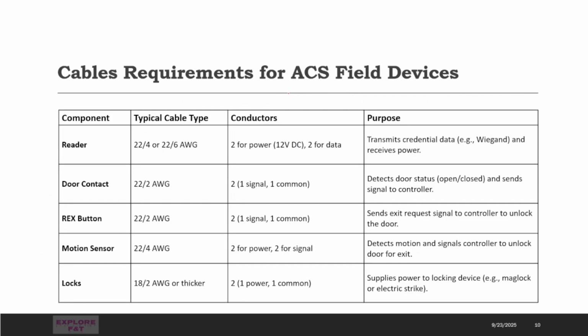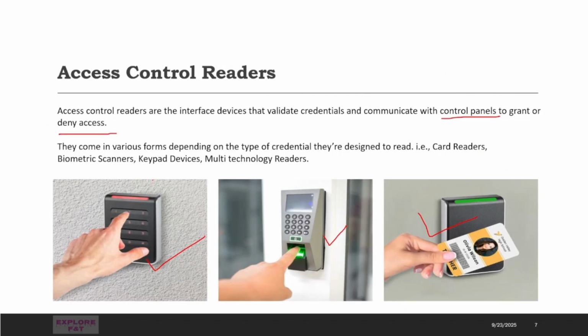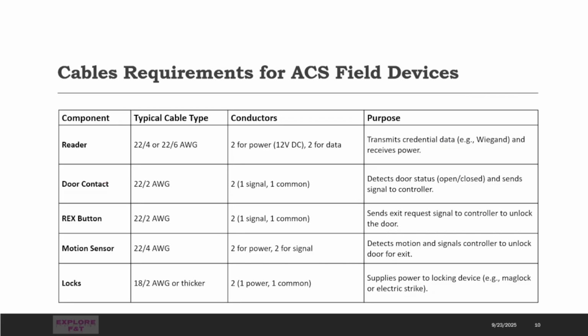Next one, cable requirements for access control. We already discussed locking devices, door contacts, and so on, but we don't know which type of cable we are going to use, okay. So for the reader, we are using 22 by 4 or 22 by 6 American wire gauge, okay. This is the cable we use for the reader, and in this we need two core for power and two core for data, okay.